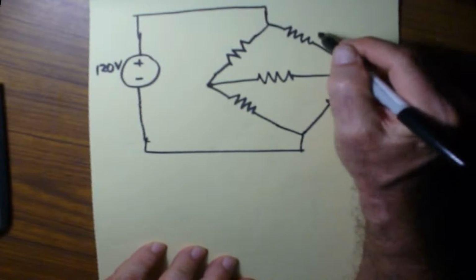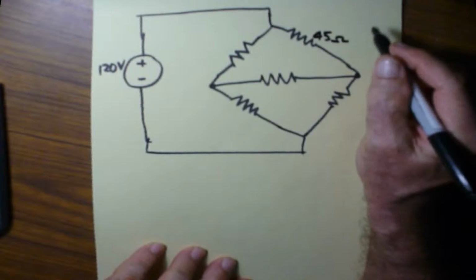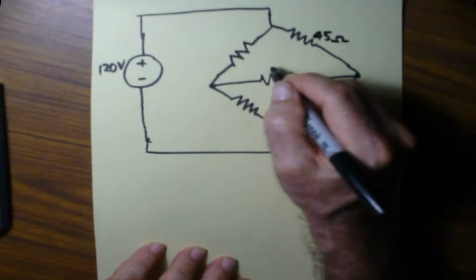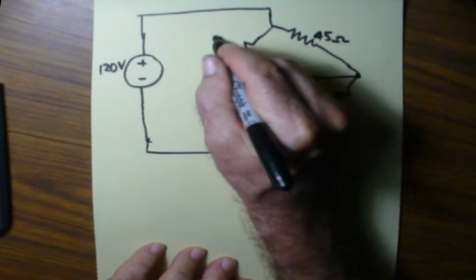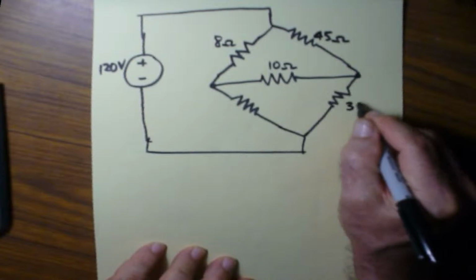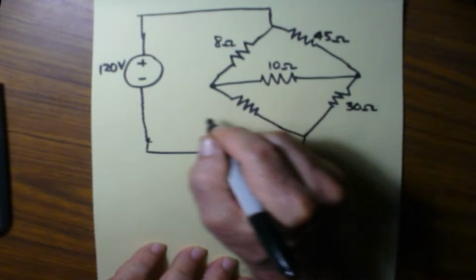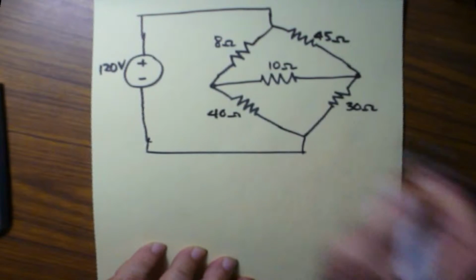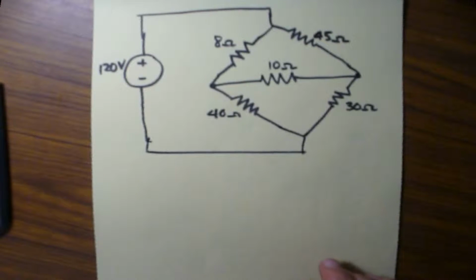We're going to call this a 45 ohm resistor here. And we have a 10 ohm resistor right here, 8 ohms here, 30 ohms here, and then we have 40 ohms over here. And I think that's everything. Now this would ordinarily require a delta-Y transformation or a Y-delta.